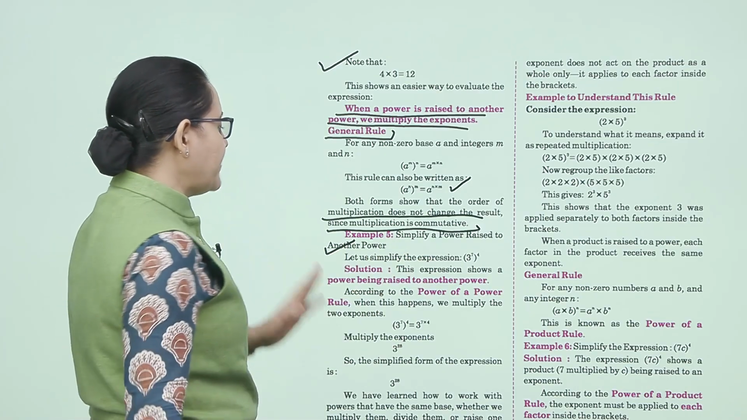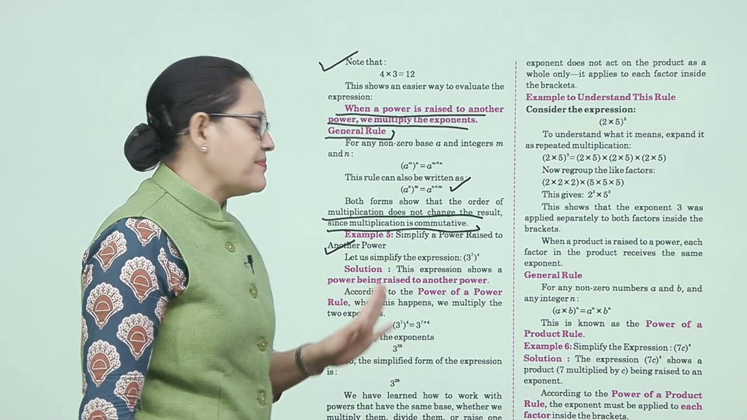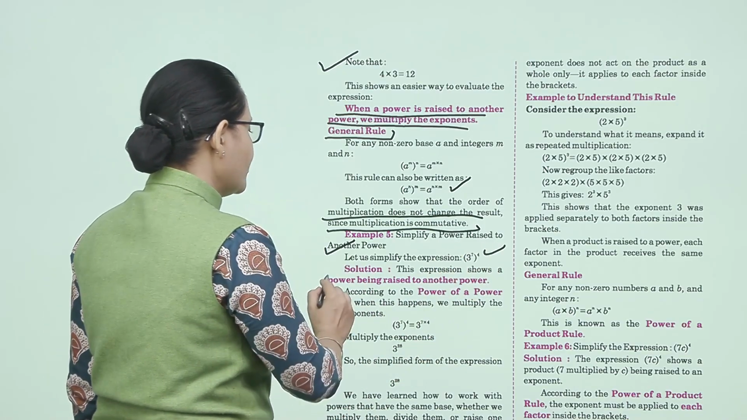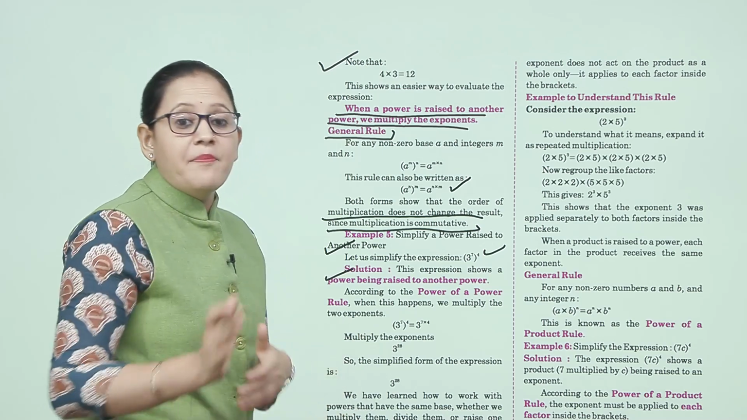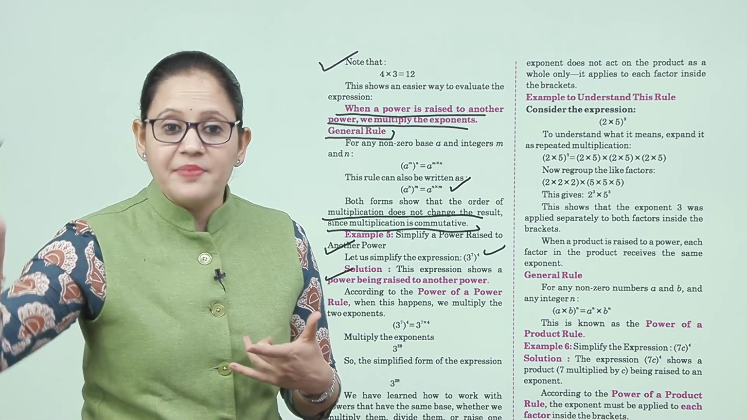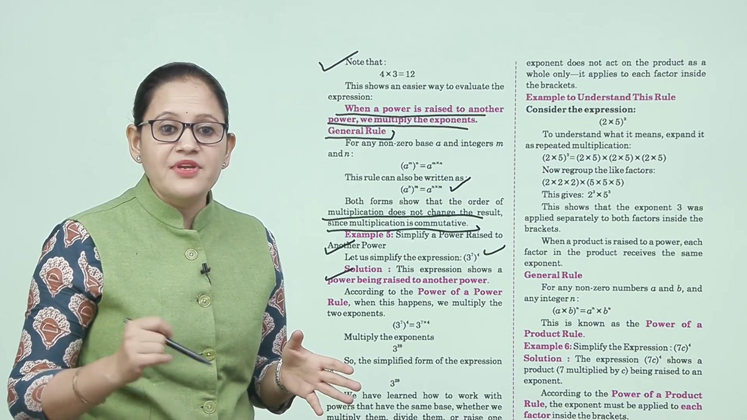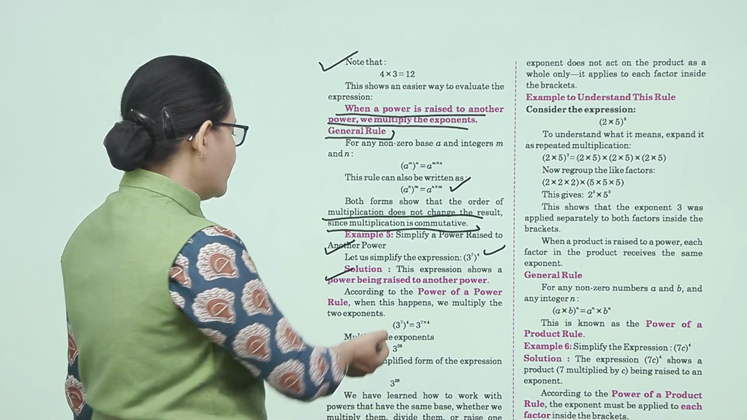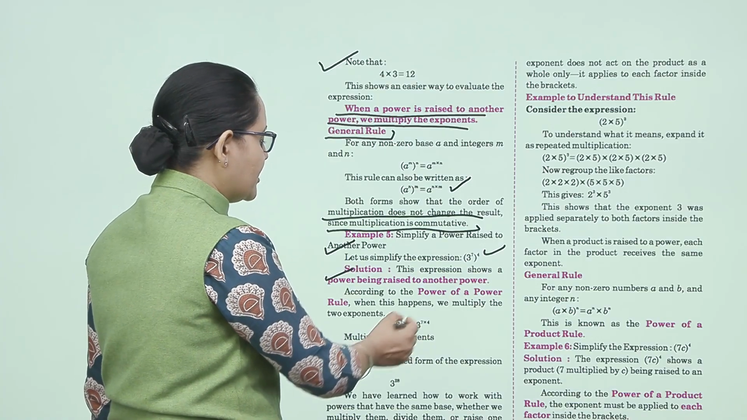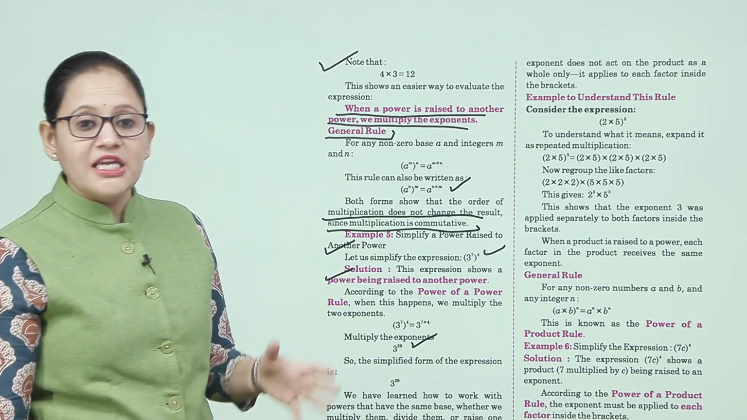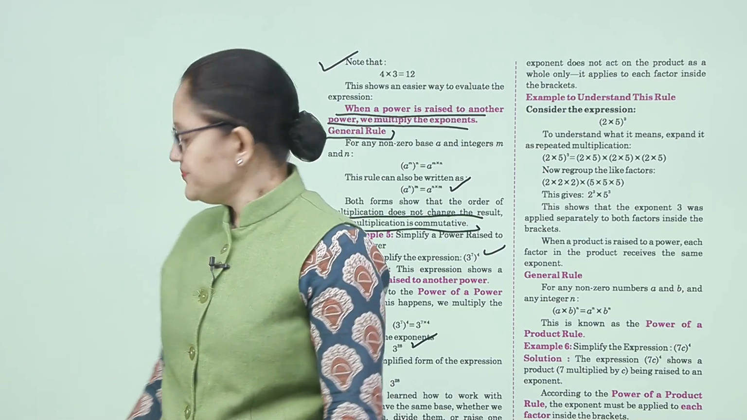Example: simplify the power raised to another power. Let us simplify the expression 3 to the power 7, whole to the power 4. Solution: this expression shows a power being raised to another power, so according to the power of a power rule, we multiply the two exponents. So 3 to the power 7 into 4, that is 3 to the power 28. Clear?